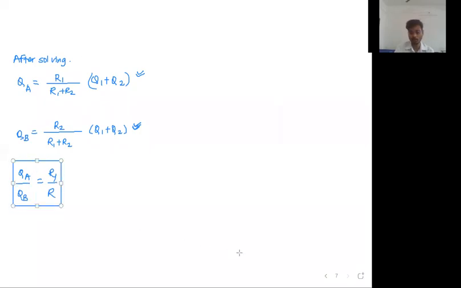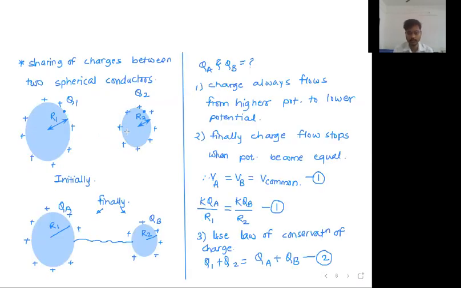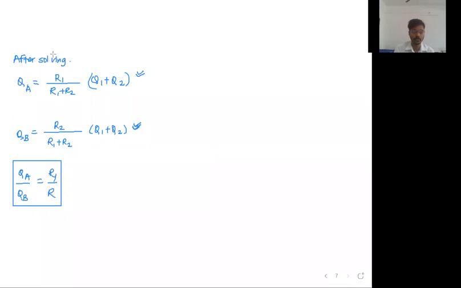What is the ratio of the charges on the two conductors after sharing of charges? There are two conductors, a wire is connected, sharing of charges happened. What is the ratio of charges? QA upon QB. It is R1 upon R2. Try to understand. This upon this, everything will get cancelled. Only R1 and R2 will remain.